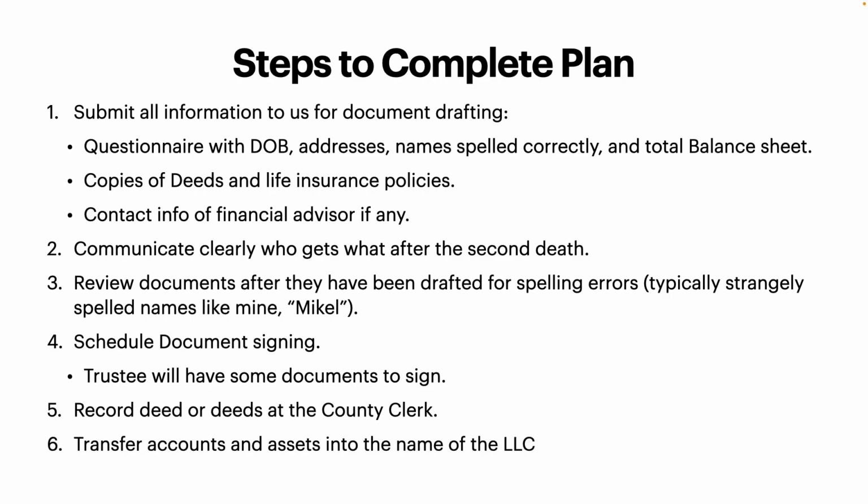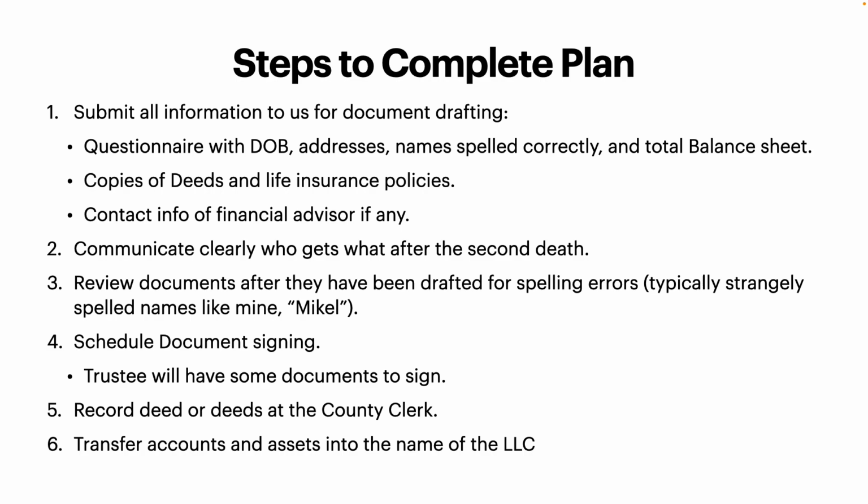We need copies of your deeds for both your home and any other outside real estate you might own. And we need to know about your life insurance. This is whole life, not term. If it's term, we don't care about it. If it's a whole life policy that has any kind of cash value, it becomes important. We need to be able to transfer ownership into the LLC or into the trust. We also want to know who your financial advisor is, if you have one, so that we can assist them in titling these accounts properly.